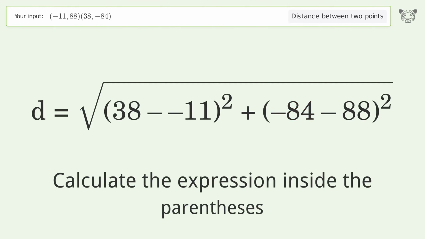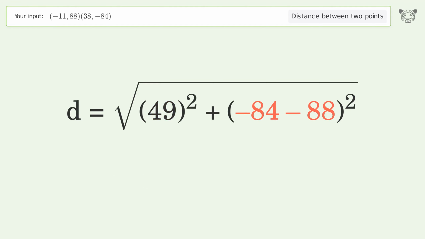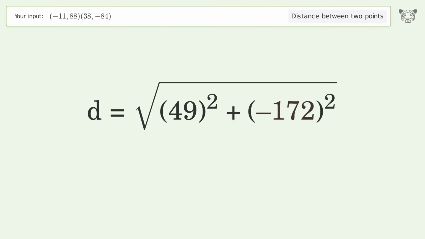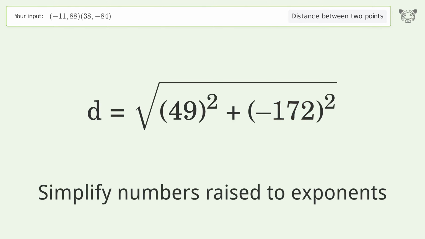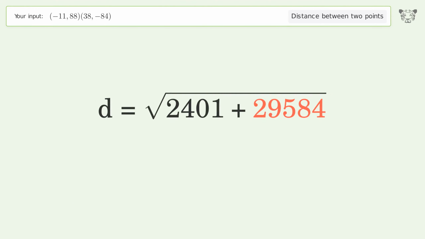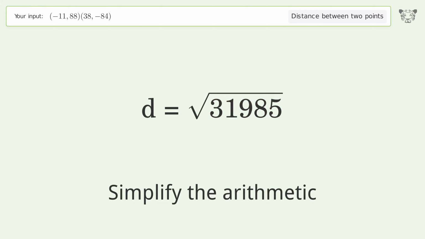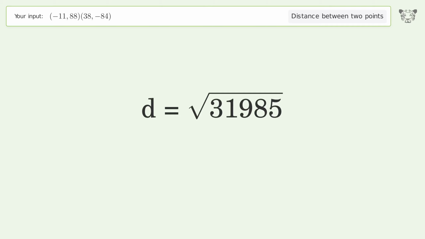Calculate the expression inside the parentheses. Simplify numbers raised to exponents. Simplify the arithmetic. And so the distance between the 2 points is the square root of 31,985, or 178.844.